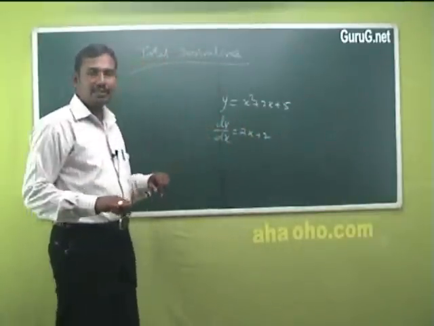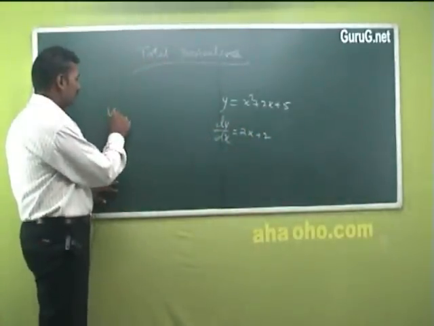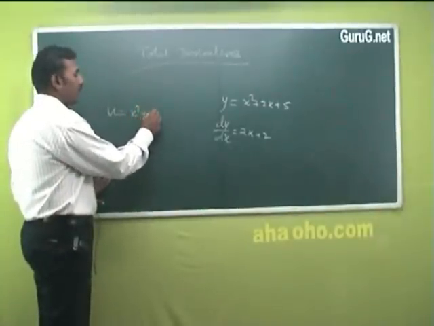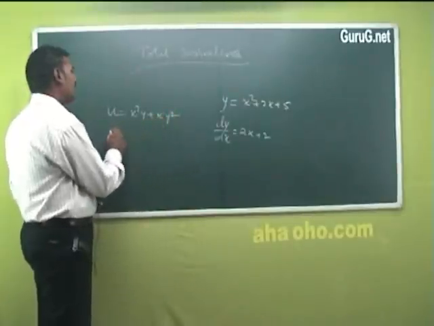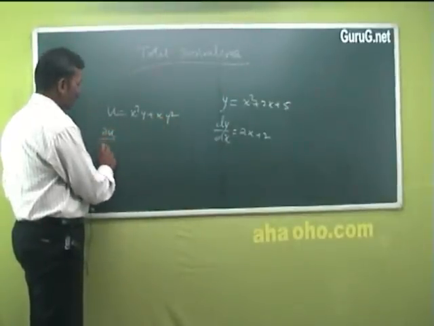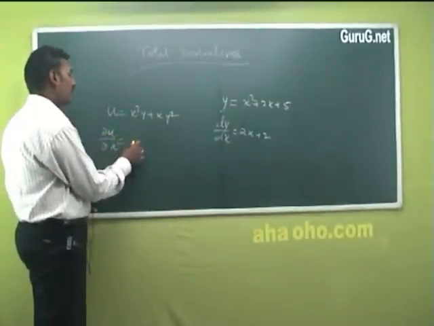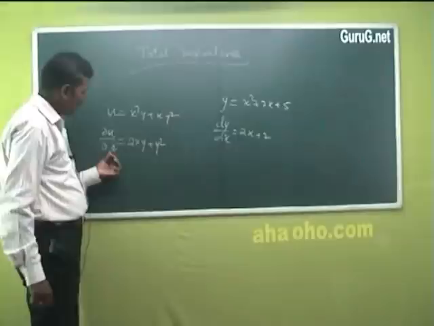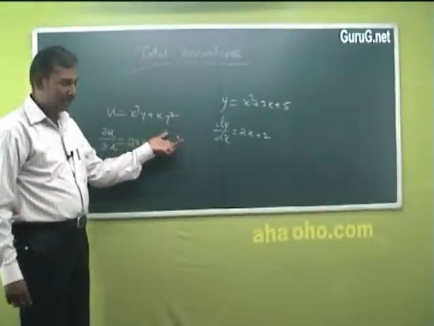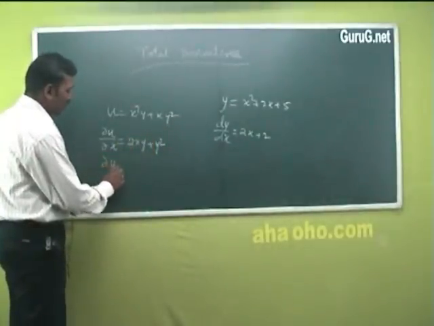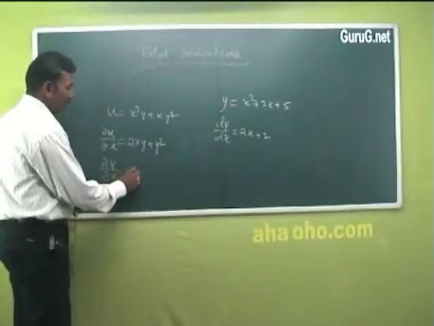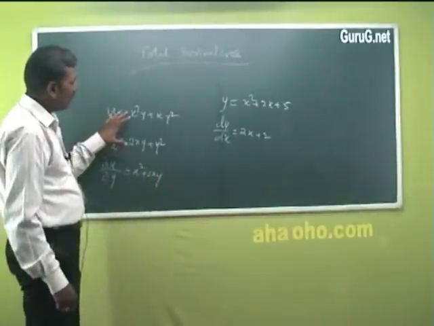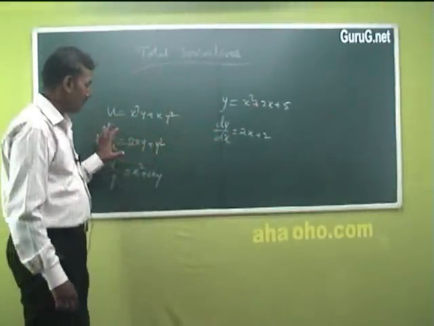So partial derivative: suppose your function has more than one independent variable, for example u equals x squared y plus x y squared. In that case, we can find dou u by dou x, which equals 2xy plus y squared. So differentiate partially with respect to x, keeping y as constant. And similarly, dou u by dou y equals x squared plus 2xy. This is an ordinary derivative and this is a partial derivative.